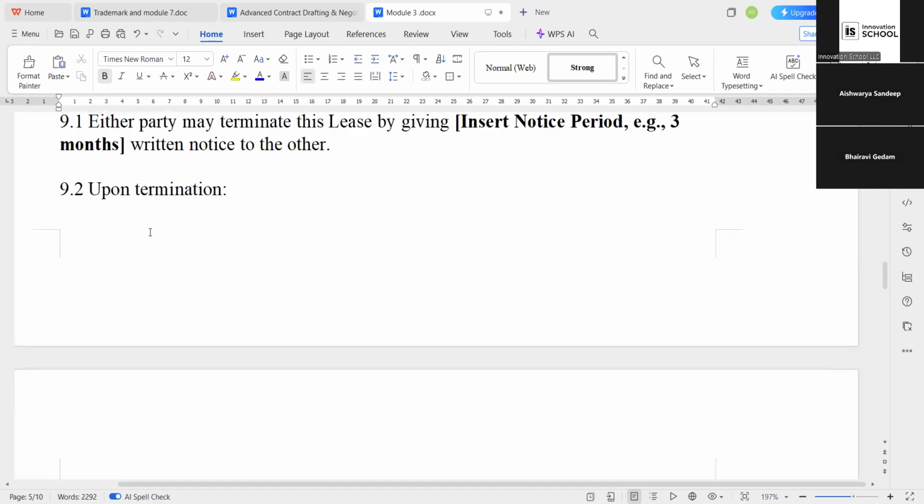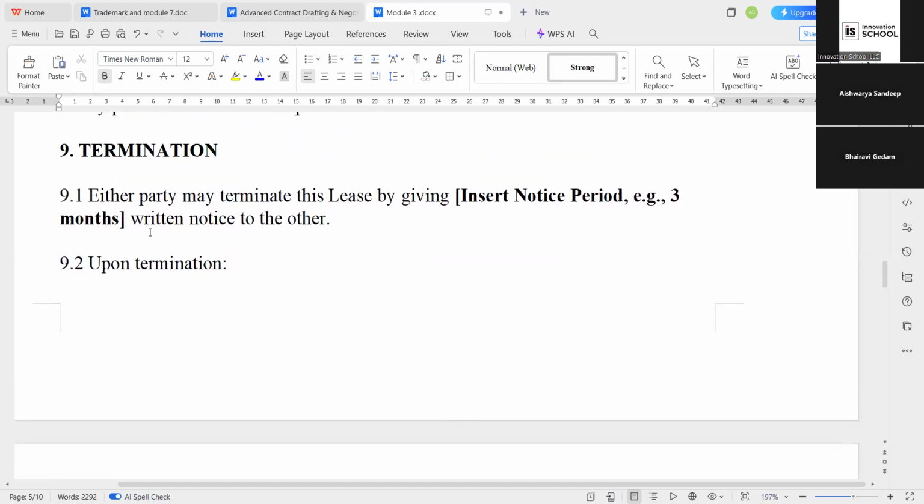Then comes your termination clause. How can you terminate the agreement? What are the cases of termination? How to figure out how to terminate? If you have not paid rent for 3 months, or if you have not kept the property properly, all these things will help. Okay.